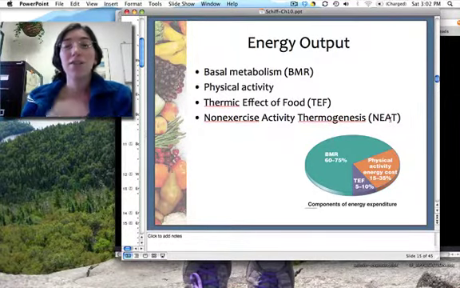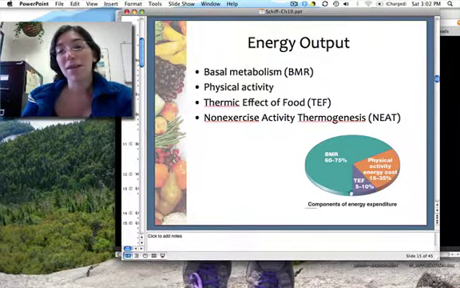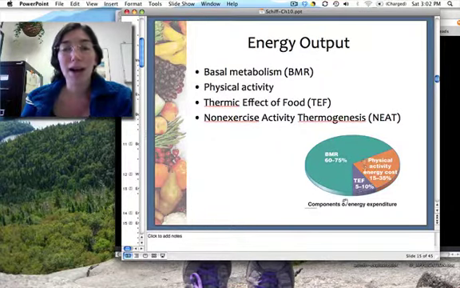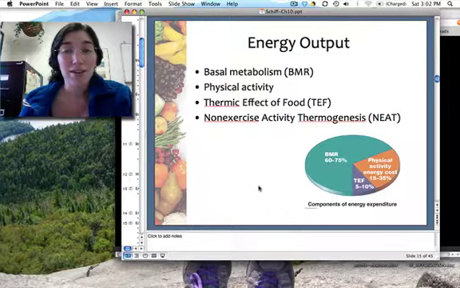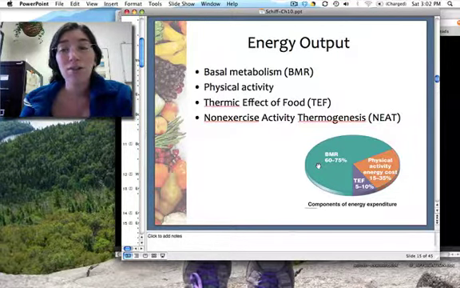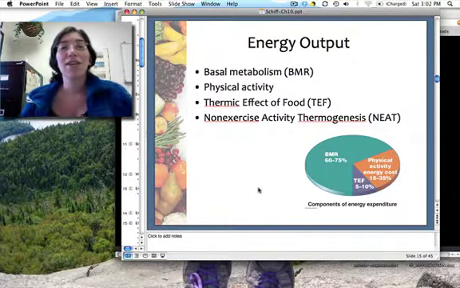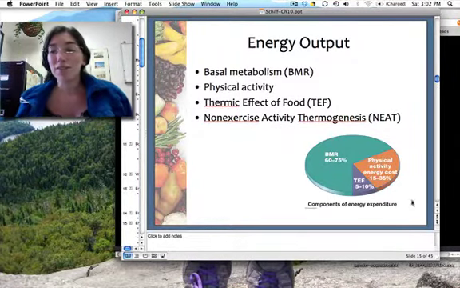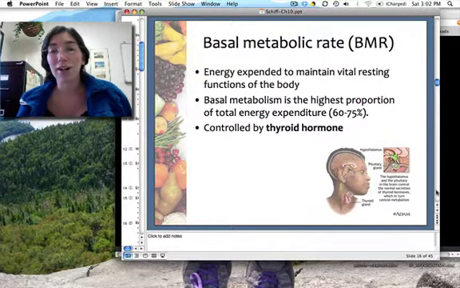Okay, so this is something that surprises a lot of people. This pie graph here. The BMR, your basal metabolic rate, that's what BMR stands for, actually comprises about 2/3 to 3/4 of your energy expenditure. So what is basal metabolic rate? This is the basal metabolism that your cells undergo.